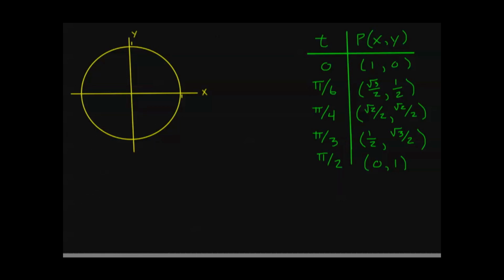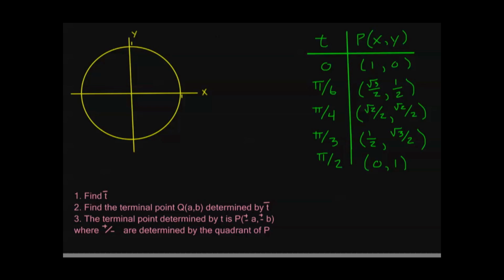Now I've typed this algorithm out, make it a little bit easier for you to read. So it's going to be this three-step algorithm. Okay, now our first step is going to be to find t bar. If we're given a t, we want to find t bar first. Second step, we want to find the terminal point q determined by t bar. And I've said q with an x value of a and a y value of b, whatever that is. And we'll be finding that based on our chart, right? Our reference number is always going to be in this chart here, because it'll always be less than pi over 2.